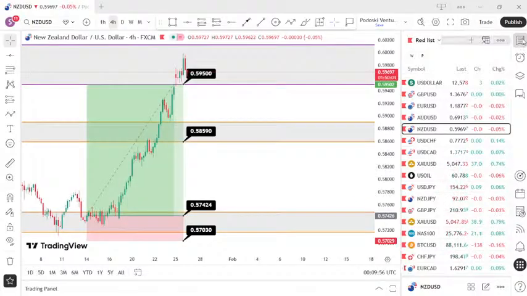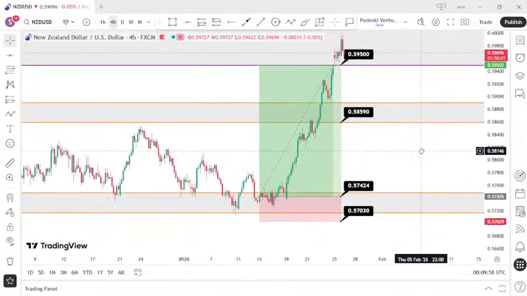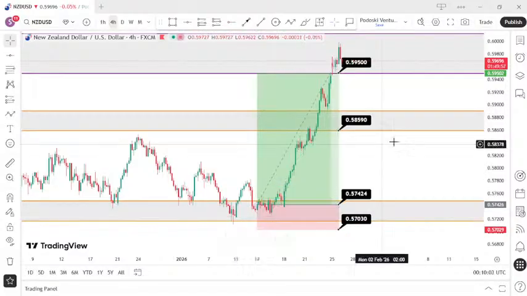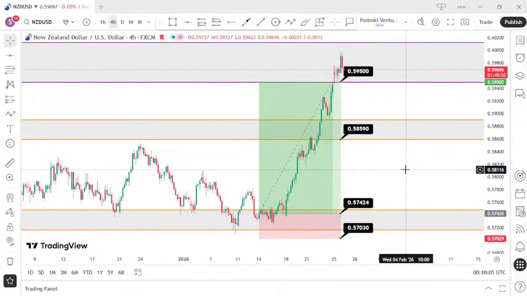NZDUSD. Okay, so on NZDUSD also, we took this trade on Wednesday, last week Wednesday, and we hit TP today when the market opened. So what you are going to do is look for another opportunity on NZD USD.